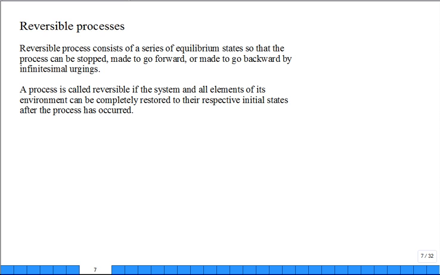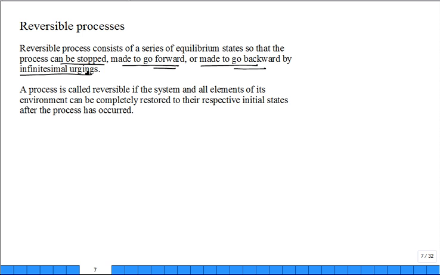A reversible process consists of a series of equilibrium states. So each of the states in that process is an equilibrium state. So that if you stop the process, then you can go either forward or backward or just stay right there. If you want to go forward or backward, it's an infinitesimal urging to move it, not to move it out of equilibrium. It'll always stay in equilibrium.